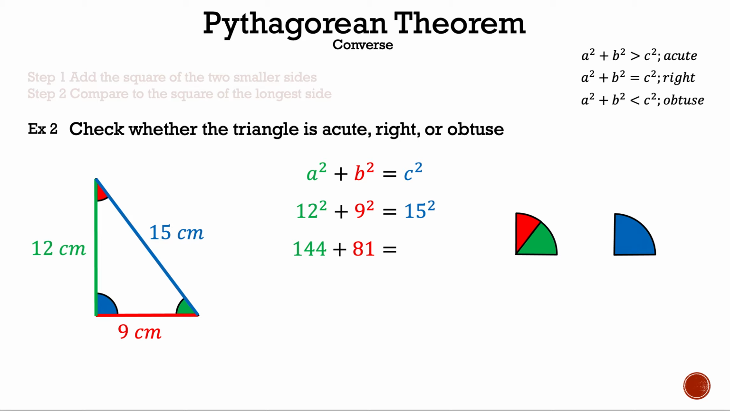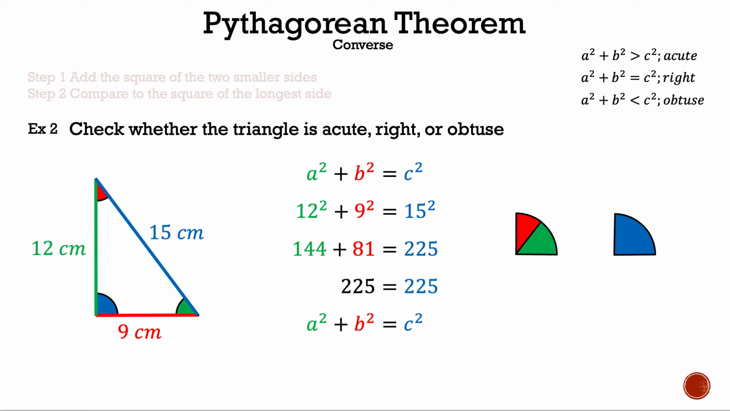And now we're going to do 15 squared, which is 225. And now we have 144 plus 81 is equal to 225. Let's add the two numbers on the left side of the screen. So we add 144 plus 81, which gives us 225. And on the right side, we also have 225. So now we have 225 is equal to 225.